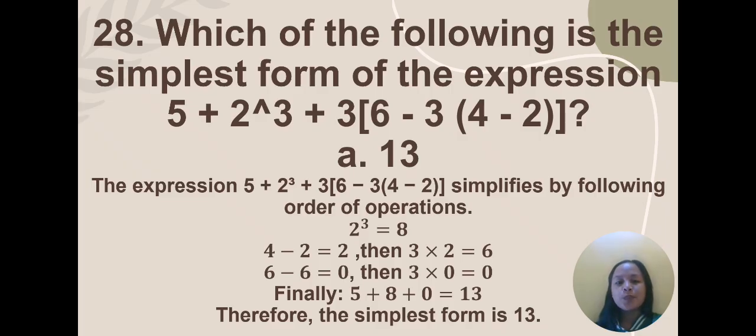The expression 5 plus 2 raised to the third power plus 3 times the quantity 6 minus 3 times the quantity 4 minus 2 simplifies by following the order of operations. 2 raised to the third power is equal to 8. 4 minus 2 equals 2, then 3 times 2 equals 6. 6 minus 6 equals 0, then 3 times 0 equals 0. Finally, 5 plus 8 plus 0 equals 13. Therefore, the simplest form is 13.